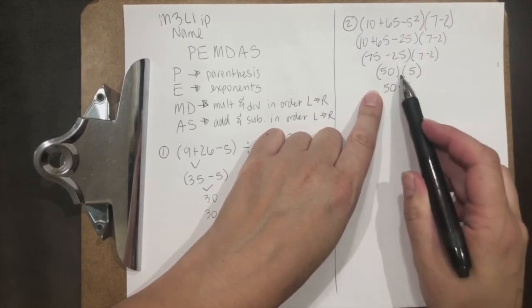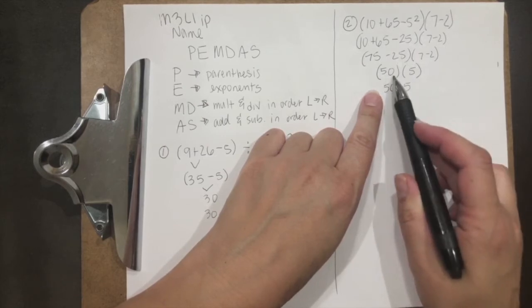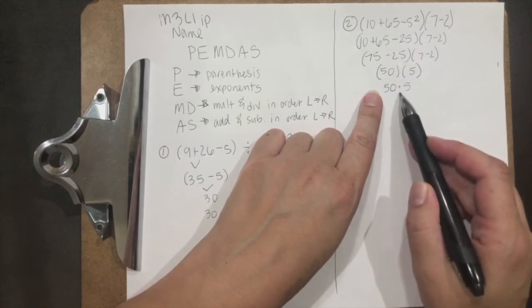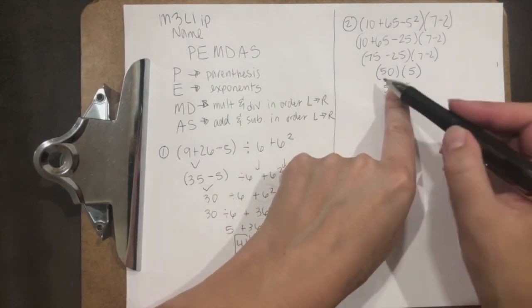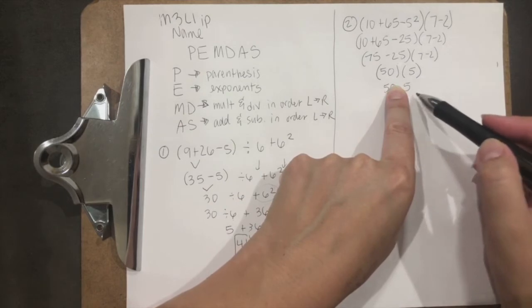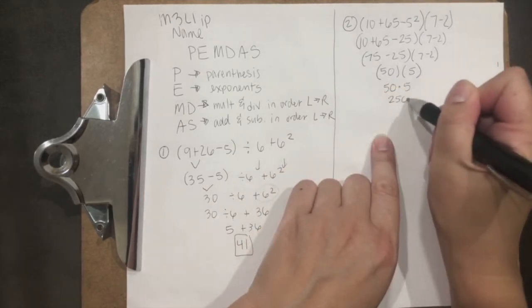When something's right next to a parentheses, remember we're going to multiply. So if we've got two parentheses next to each other, we multiply. So let's just cover up that 0. And we've got 5 times 5, which is 25, and then put the 0 back on. So we get 250.